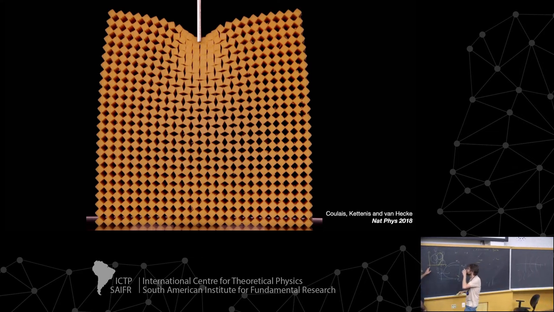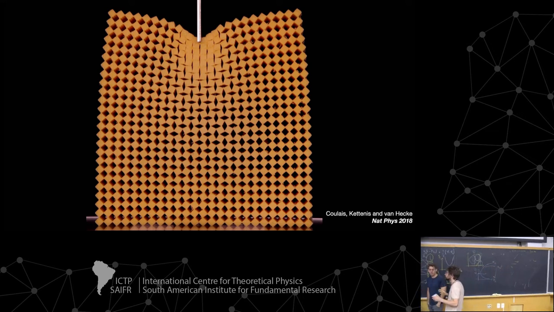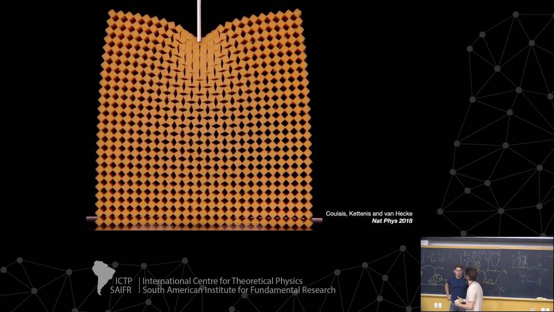In which of the papers do you discuss this? This is the PRL, the first paper. Okay. I mean, it's not necessarily needed. I think this kind of von Mises stress is much more generic. This is just a special case, right? But yeah, I think it's useful sometimes to think about geometry.